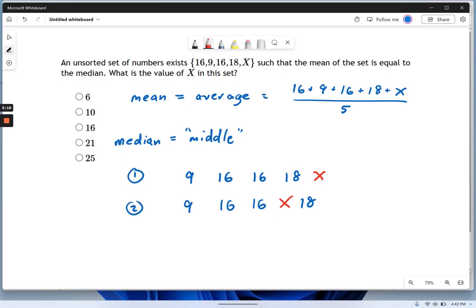Okay, well, let's consider another possibility. What if x is 16? If x were the number 16, you see the middle doesn't change. It's still 16. We got that 16 right in the middle.